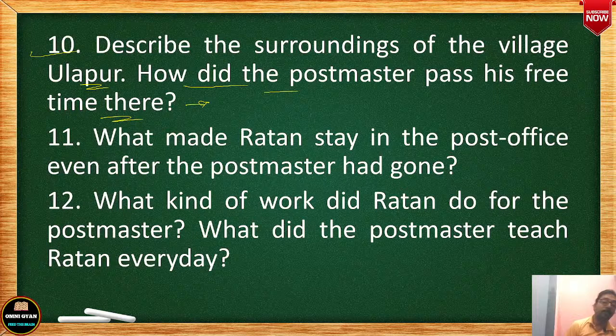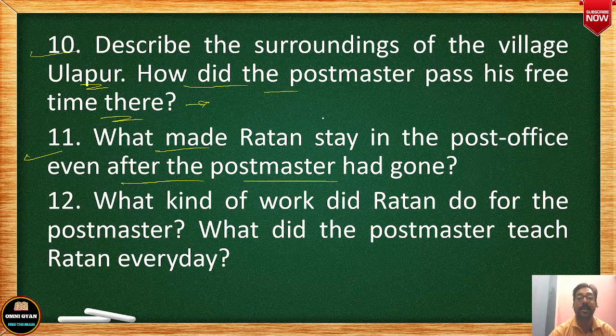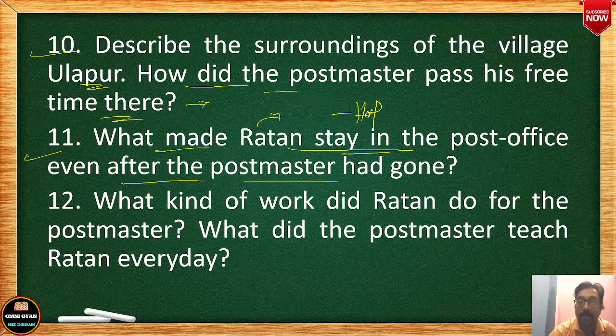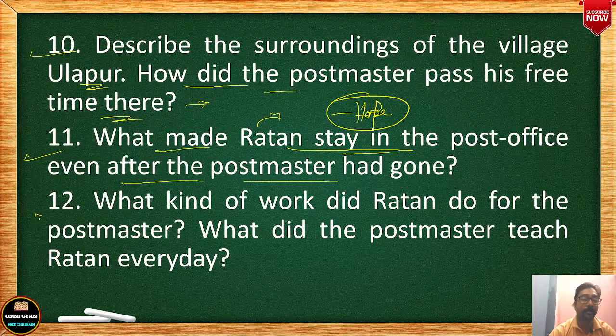Then question number 11. What made Ratan stay in the post office even after the postmaster had gone? It is the hope that one day the postmaster will return and take her. But again, I said, that is never going to happen. That was a false hope that Ratan was keeping, actually. But anyways, she was a small girl of 12, 13 years of age.